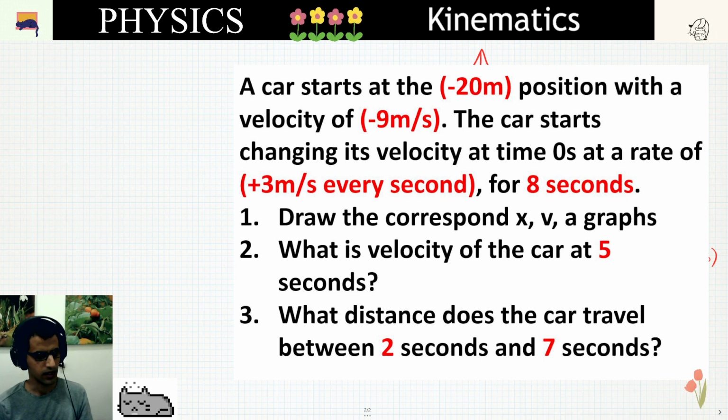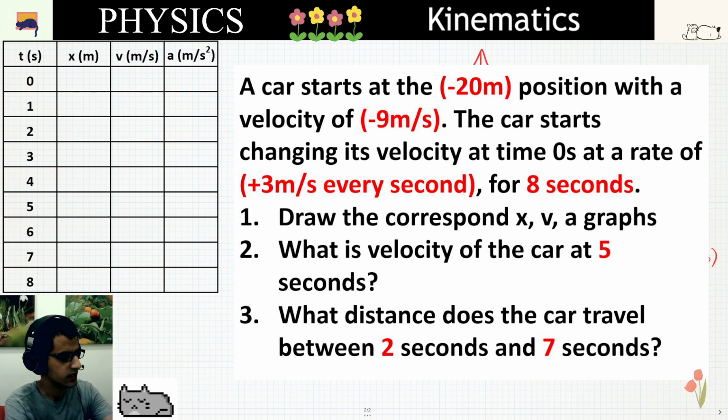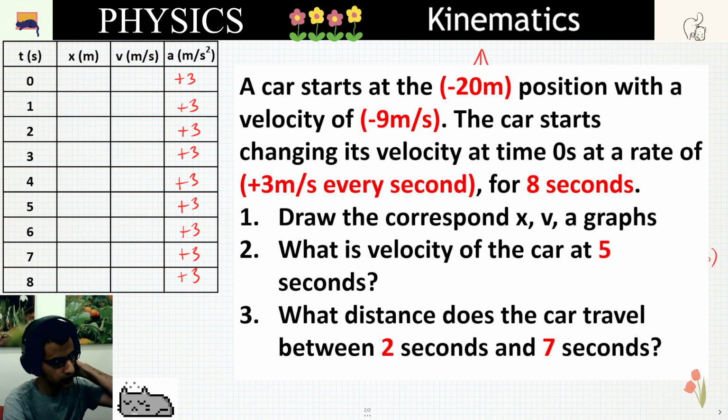So let's start by creating a table to make graphing a bit easier. I already have this overlay created that we can just fill in. The easiest thing to fill in here is going to be the acceleration, because it's constant throughout the problem. So I can just start filling in positive 3, take this all the way down. So the acceleration column and the acceleration graph will be the easiest thing to complete for this question. So we'll have a horizontal line on our graph.